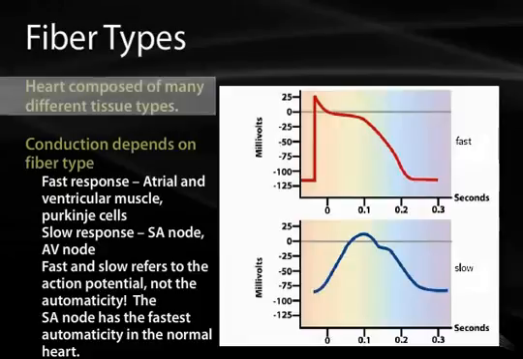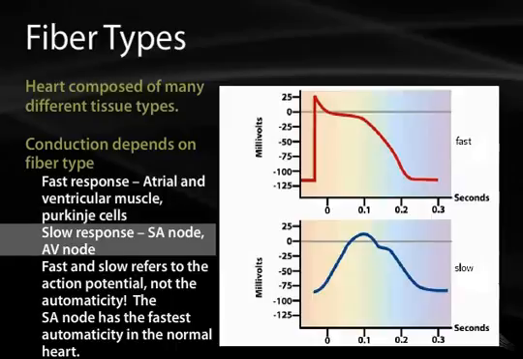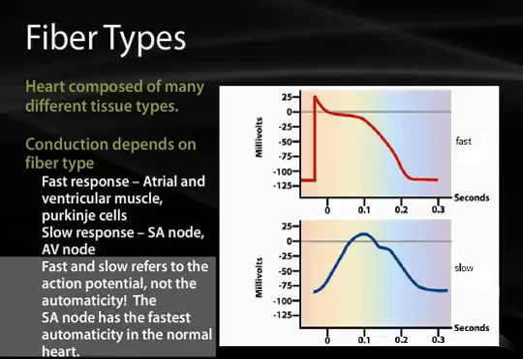Again, the heart is composed of many different types of tissues, many different types of cells. The fast response action potential, which you see at the top of the screen, is seen in ventricular muscle and Purkinje cells. The slow response action potential, which has a slower slope, is seen in the sinoatrial node and the atrioventricular node. The fast response and slow response we're talking about here refers to the action potential upslope, not the automaticity. Remember that the sinoatrial node has the fastest automaticity in the entire heart. That's why it serves as the normal pacemaker of the heart.